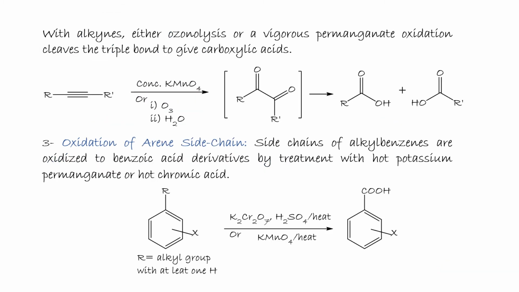With alkynes, either ozonolysis or a vigorous permanganate oxidation cleaves the triple bond to give carboxylic acid. Triple bond with concentrated potassium permanganate, or ozonolysis followed by hydrolysis, provides the carboxylic acid via a 1,2-dicarbonyl intermediate.